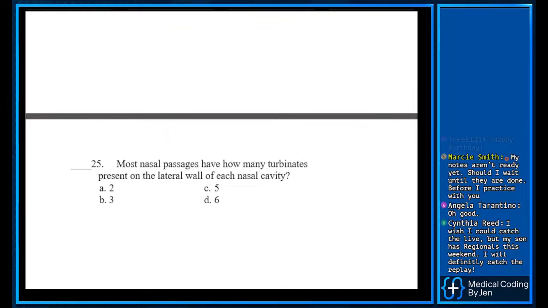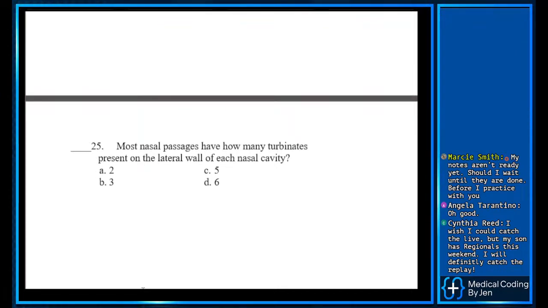All right, let me get these separated a little bit better. And let's start with this question. Ooh, this is a really good anatomy question. Anybody know how many of these do we have in your nasal cavity?